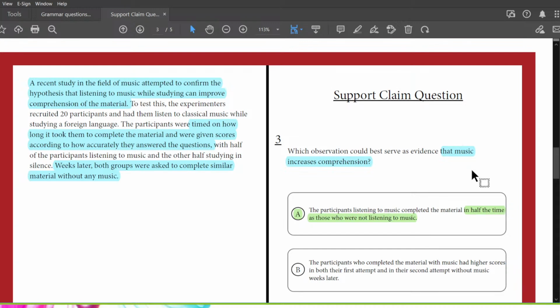I think the text highlights accuracy instead of time. So, okay. I think so too, right? Like comprehension. I don't know that speed necessarily equals comprehension, right?